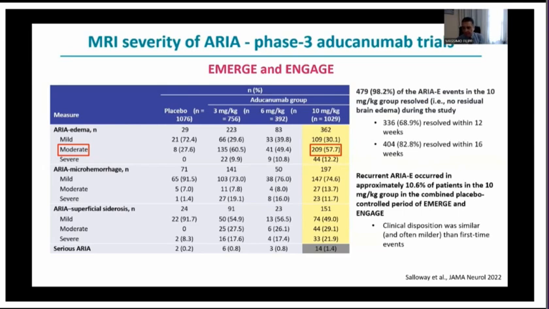There is also the possibility of a recurrent ARIA-E in roughly 10% of the patients, but this at high dose. But again, most of these abnormalities resolve after treatment discontinuation.